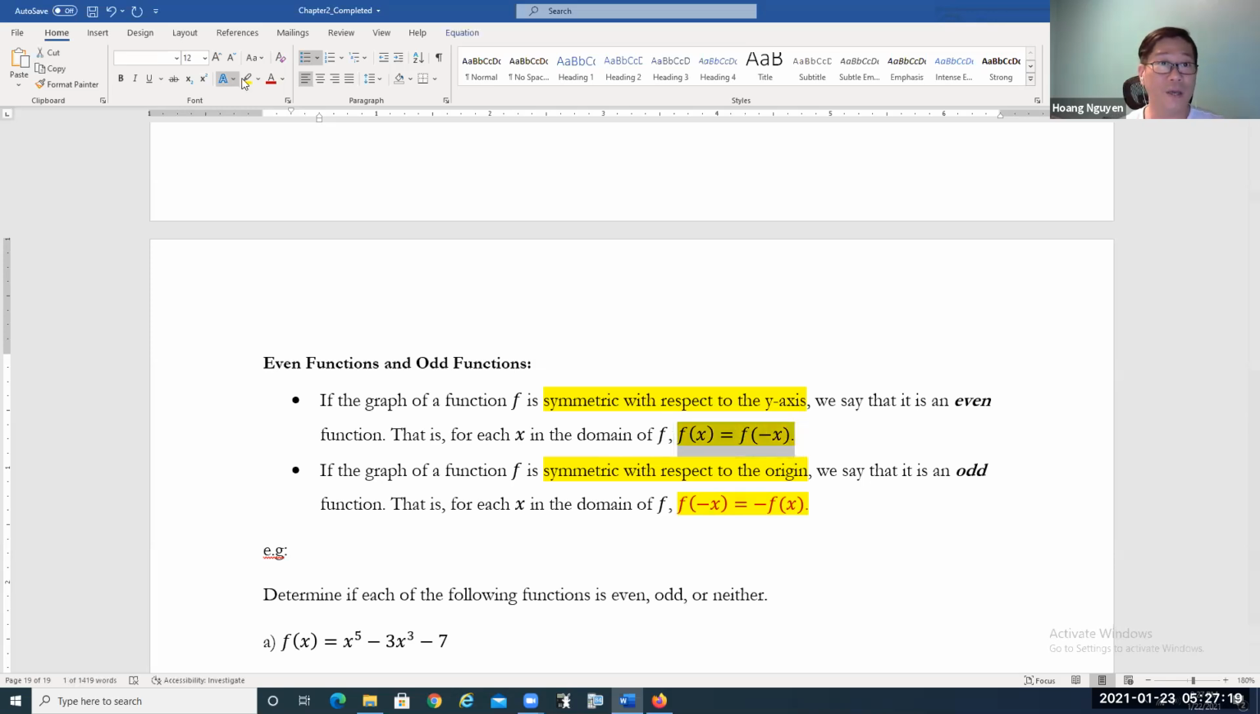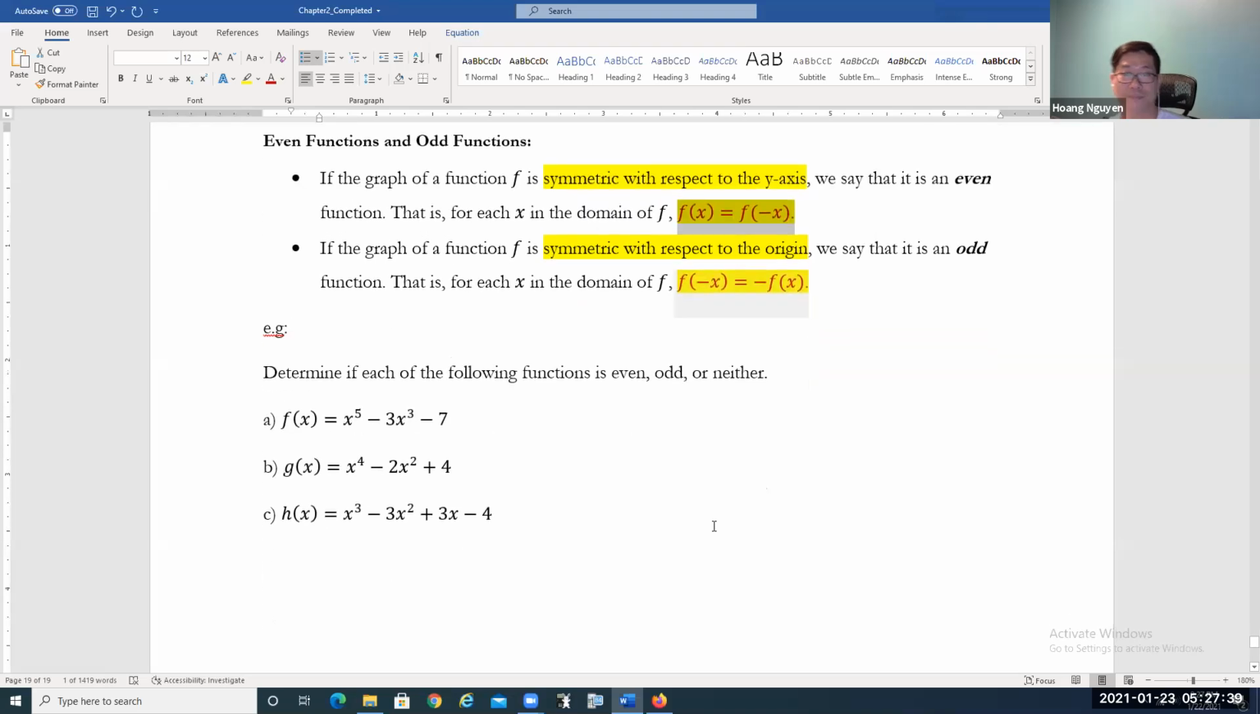You can base it on the symmetry property that we had earlier, right, everyone? If a function is symmetric with respect to the y-axis, it's going to be an even function. If it's symmetric with respect to the origin, it's going to be an odd function.